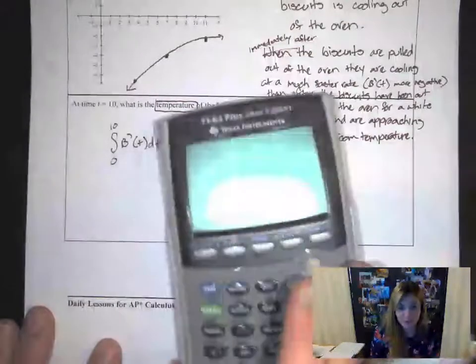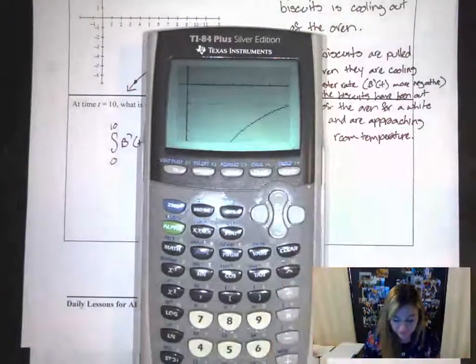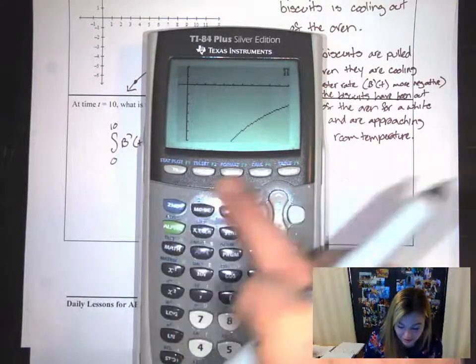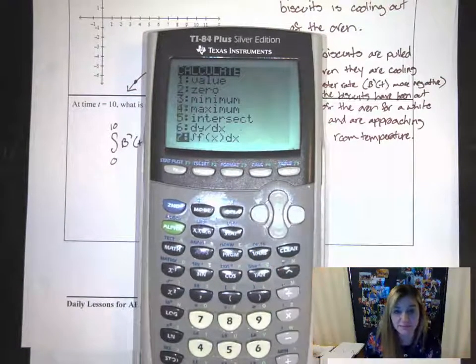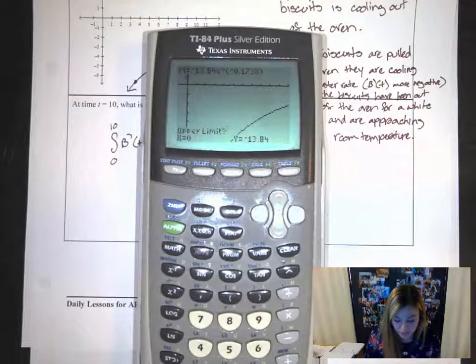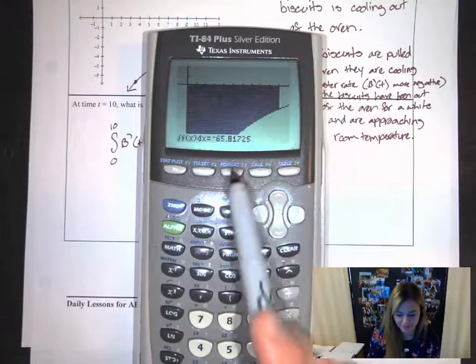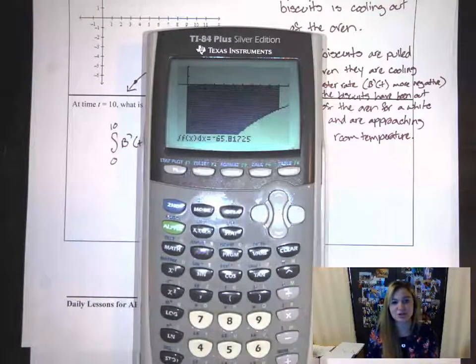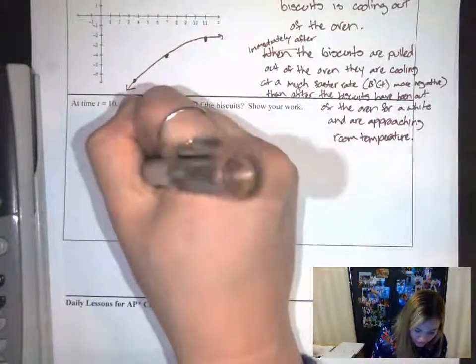I'm going to do this a different way instead of using Math 9, which you could still use. Since I already have this graphed, I'm going to say second, calculate, and I'm doing the integral, so number 7. When it says lower limit, I'm going to put in 0. My upper limit was 10. Area under the curve, and it's below the x-axis, so I know the answer will be negative, because the amount of change in temperature will be negative. They're cooling. So I say negative 65.81725.